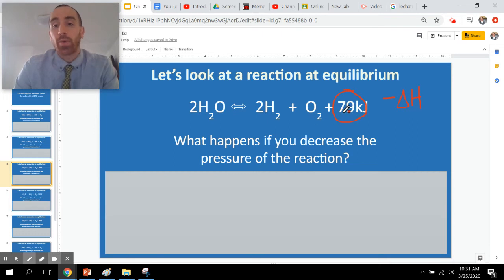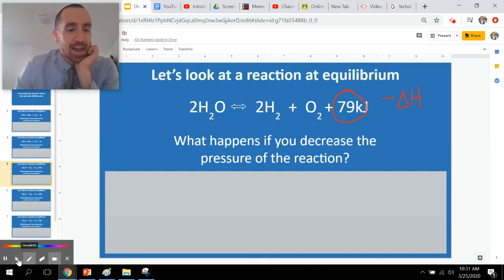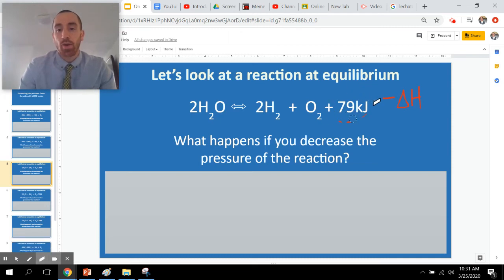Okay, but you do know that when heat is a product, it's exothermic. And when heat is a reactant, it's endothermic. So keep that in mind. All right, back to the actual extension here on Le Chatelier's principle. What happens if we change the pressure here?